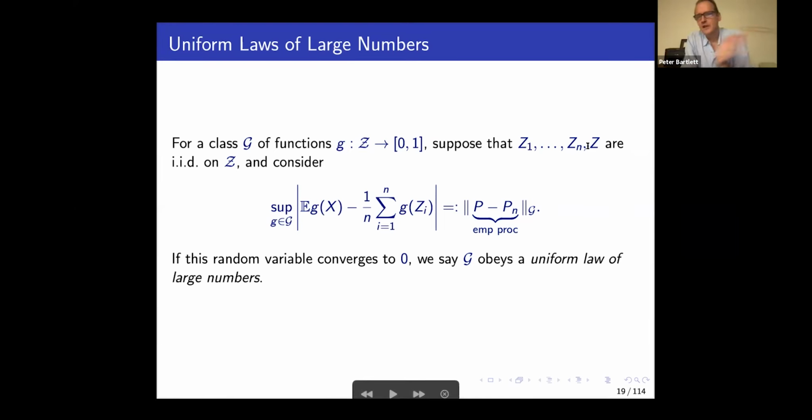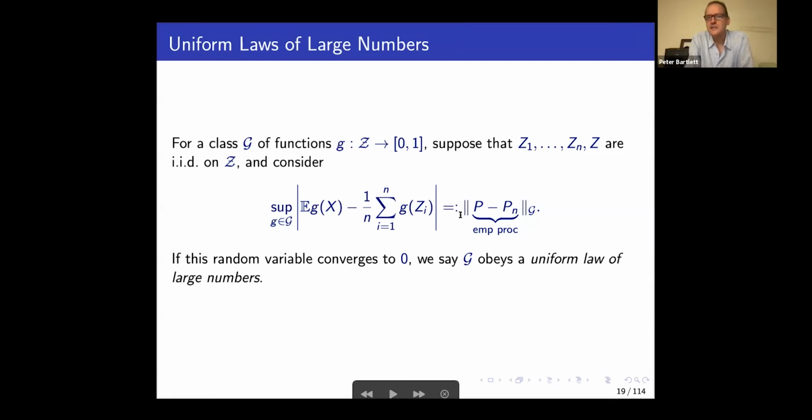And we've got IID data, and we're interested in the... there's an X there, that should be a Z. Sorry about that, typo. We're interested in understanding the supremum or maximum over our class G of deviations between expectations and sample averages, right? When we see a sample of size n.